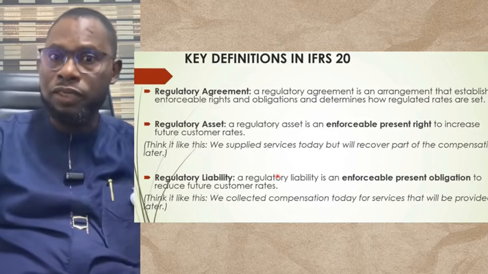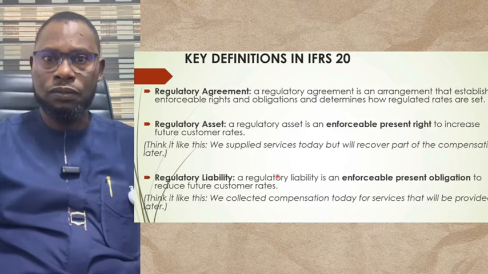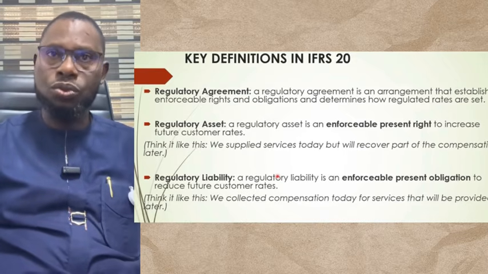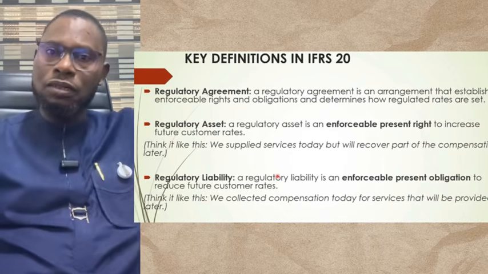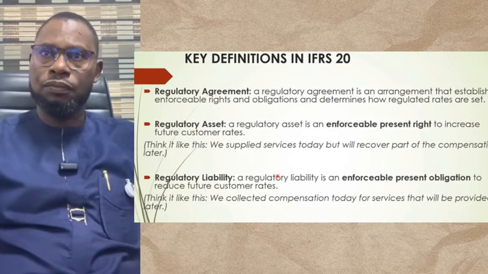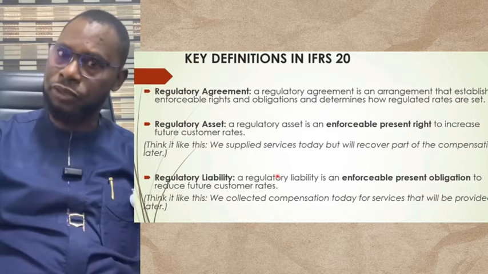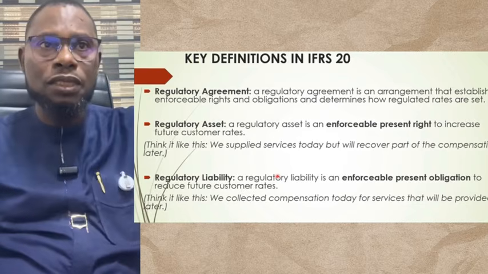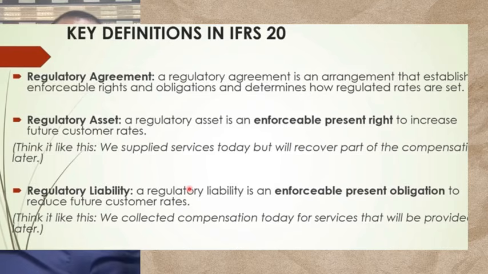So in the future, you're going to increase the rate because you already delivered this year, but you cannot collect because a regulator is not permitting you to collect. So a regulatory asset is an enforceable present right. The right is present, even though you are going to collect in the future. It's as a result of a past event, and it's to increase future customer rates. Think of it like this: we supplied services today, but we will recover part of the compensation later. That makes it a regulatory asset. I think that is clear enough.